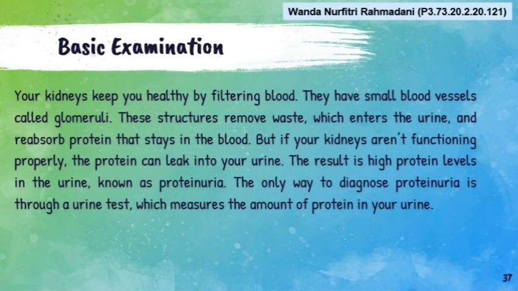Basic examination: your kidneys keep you healthy by filtering blood. They have small blood vessels called glomeruli. These structures remove waste, which enters the urine, and reabsorb protein that stays in the blood. But if your kidneys aren't functioning properly, the protein can leak into your urine. The result is high protein levels in the urine, known as proteinuria. The only way to diagnose proteinuria is through a urine test, which measures the amount of protein in your urine.